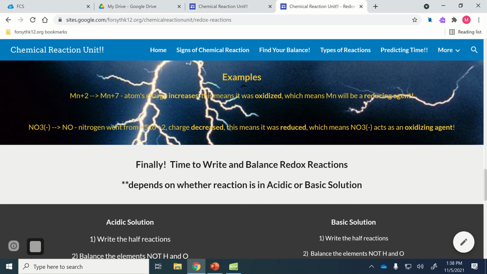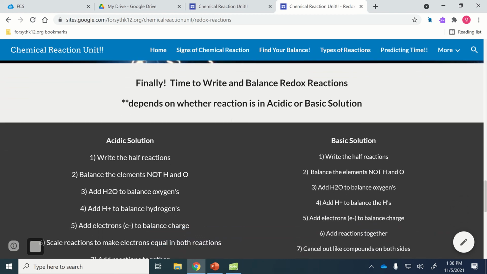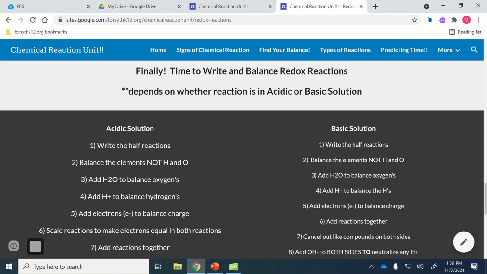And again, we're looking at the initial reactants. That is, the reactants are the oxidizing and reducing agents involved. So finally, the last thing we got to is to write and balance redox reactions.